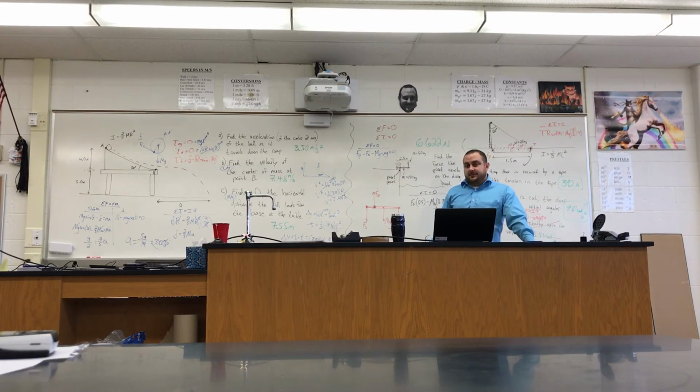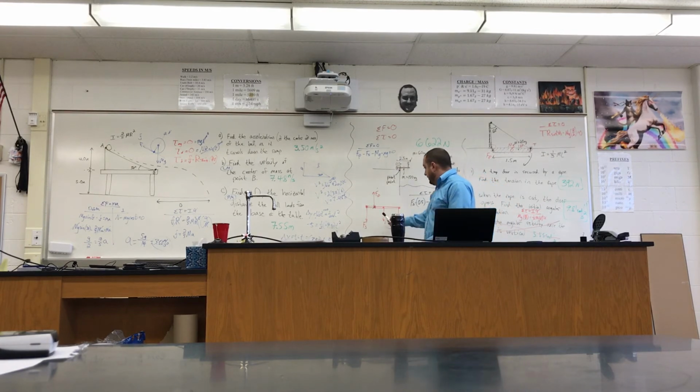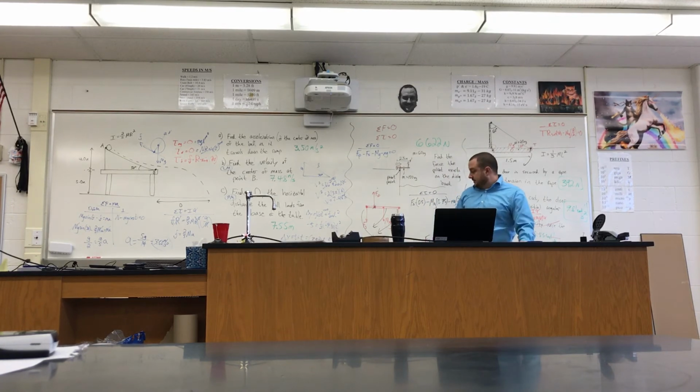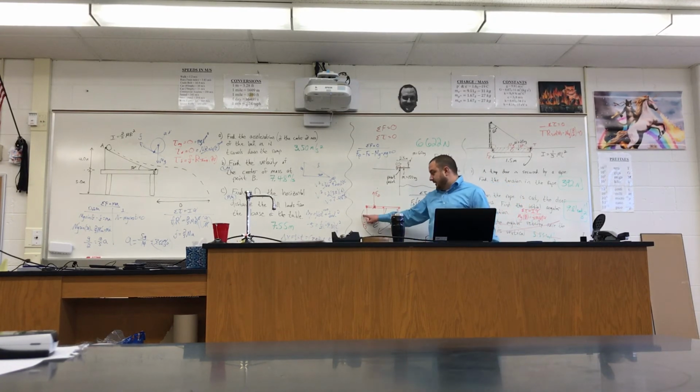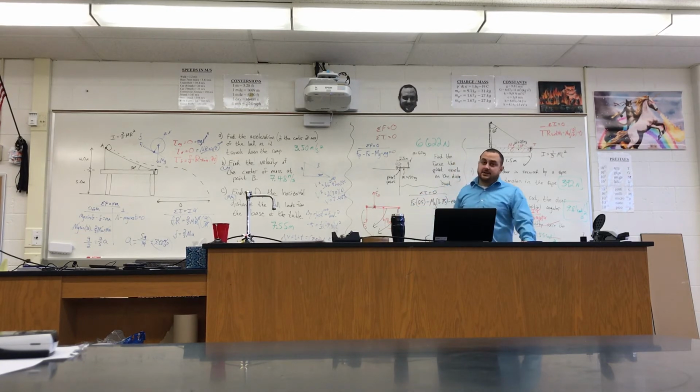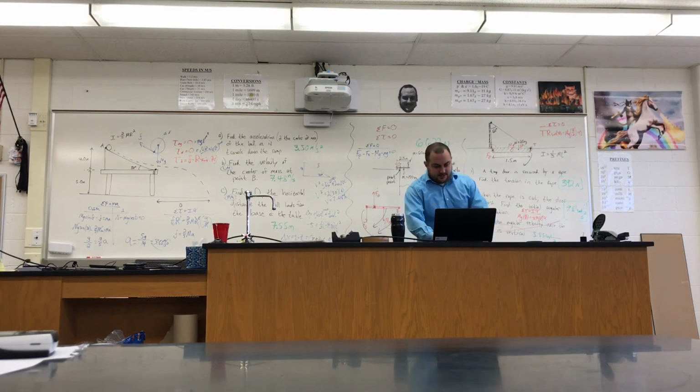Is that all to the right of the pivot point? No, the pivot's right here. So this one creates a counterclockwise torque. These 2 create clockwise torques. So this torque has to cancel out these 2 torques. Okay, that's why. So it's just a matter of applying logic. Sum of torques is 0. Yeah. Let's see.